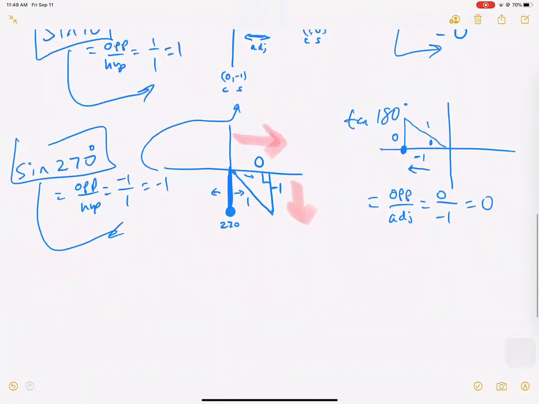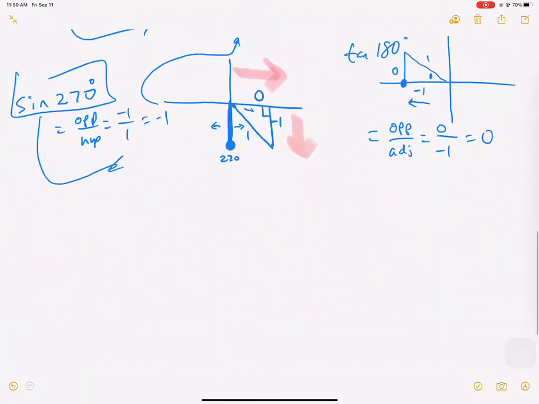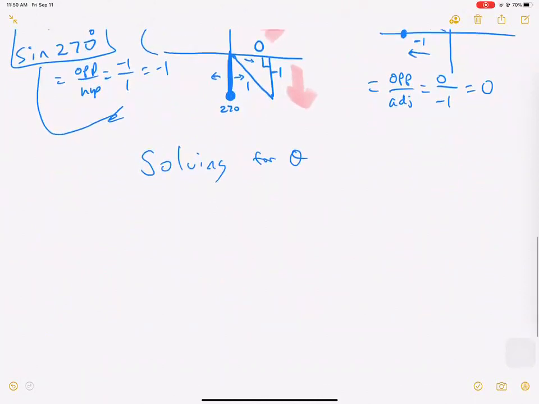It might seem a little confusing when we first start, but hang on. So again, we're back to our original question, solving for theta. And we're going to do almost all these same processes.